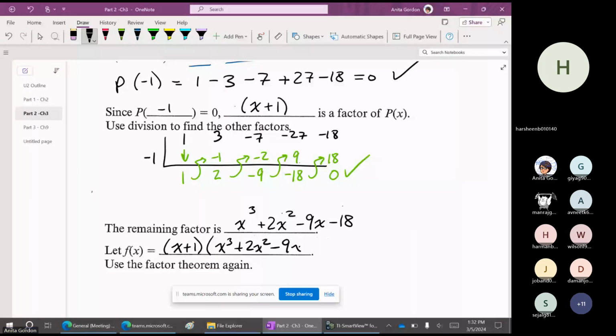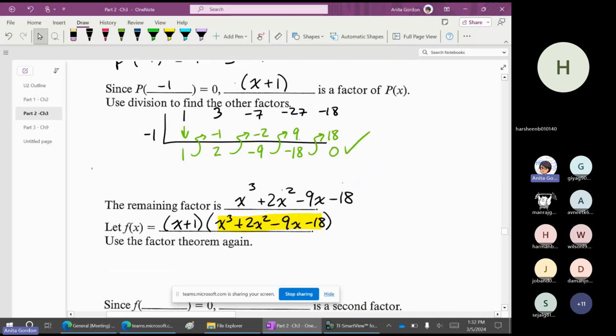Here we are. Now, in order to factor this further, I could take another factor, start testing points, and you can use the factor theorem again. However, I want to try something. I see an even number of terms. I'm going to try factor by grouping first before I do the testing, because if I can do factor by grouping, that's much quicker than testing points, right?